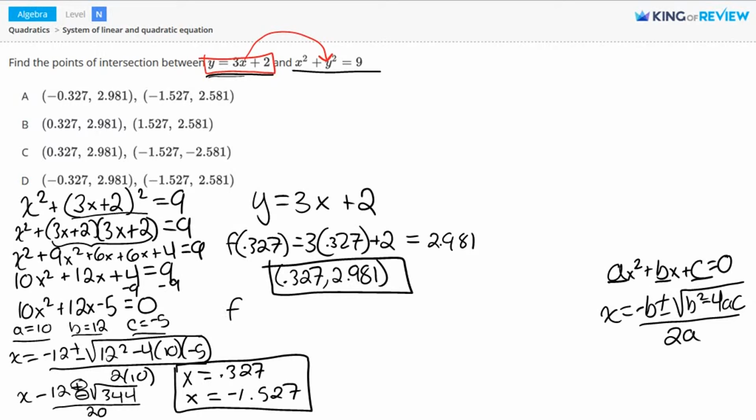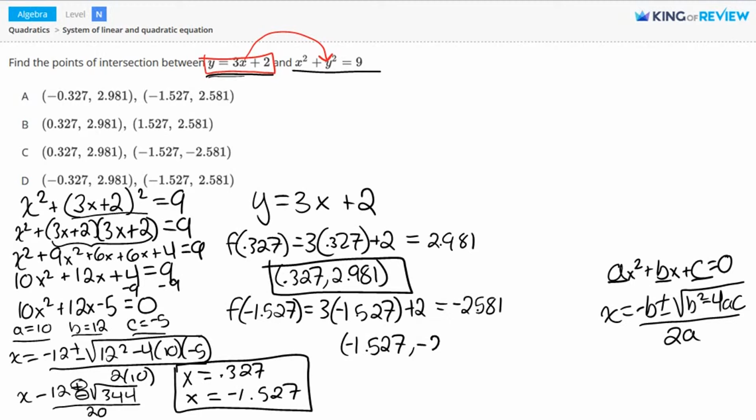Now let's plug in our second value for x. f of negative 1.527 equals 3 times negative 1.527 plus 2, and this equals negative 2.581. So we have a point of intersection at negative 1.527, negative 2.581. This is our second point of intersection. So letter C is correct.